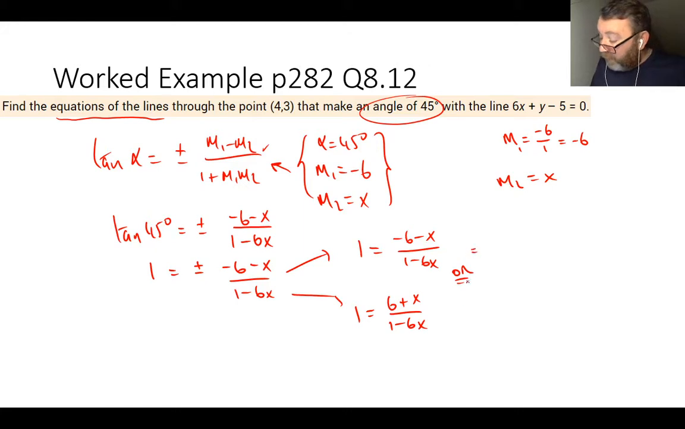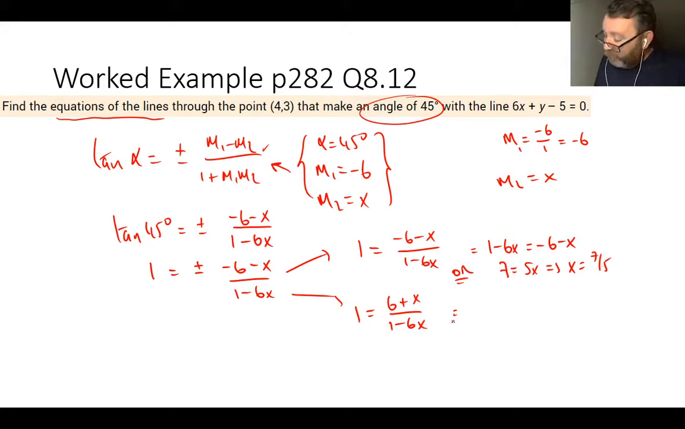And all I've got to do now is use algebra. Get rid of the fraction. 1 minus 6x equals minus 6 minus x. Okay, and that becomes what? Let's work this out. We're going to bring that over here. That becomes 7 is going to be equal to minus 6, that's plus 6 minus x, is equal to 5x. So therefore x is going to be equal to 7 over 5.